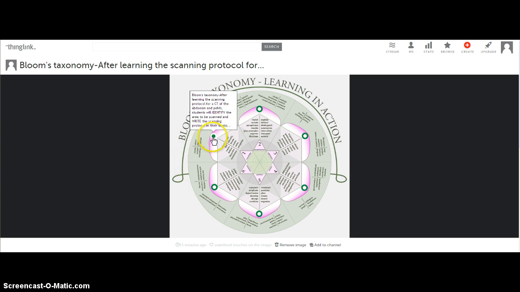So the first is, after learning the protocol, students will be able to identify the area that is being scanned, and they will write the scanning protocol in their books. And this is part one of Bloom's taxonomy, which will allow them to demonstrate the knowledge that they've learned.